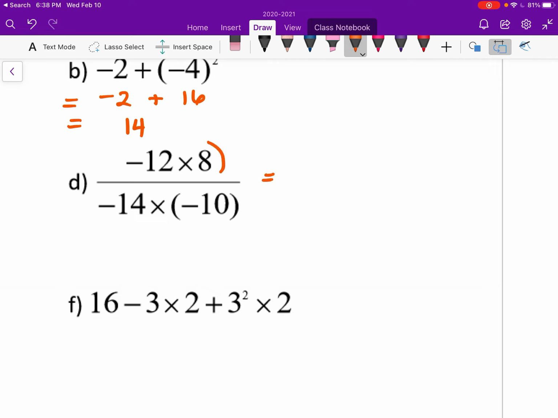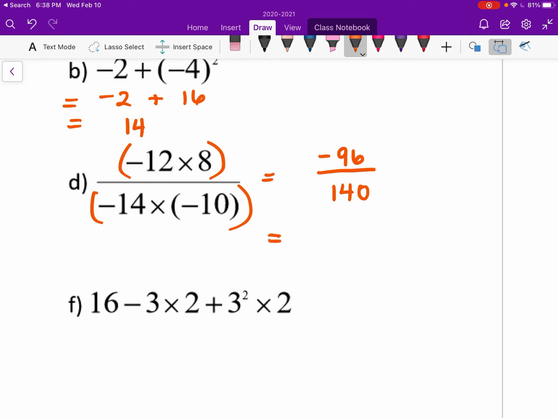So you know that you have the denominator and the numerator. They're going to be in brackets. So let's do the brackets first. We're going to do negative 12 times 8, which is going to give us negative 96, divided by negative 14 times negative 10, which is going to give us positive 140.